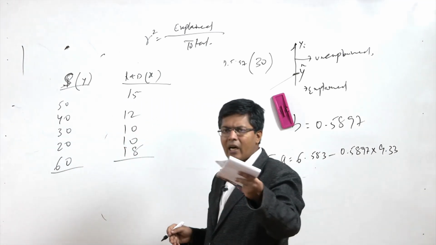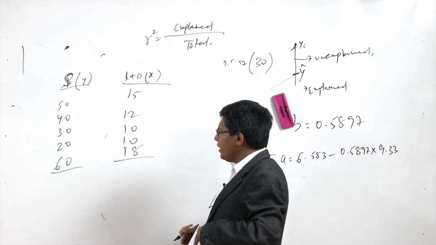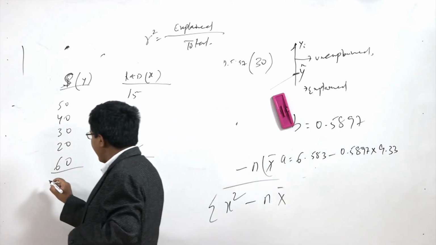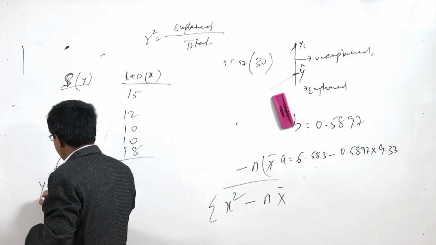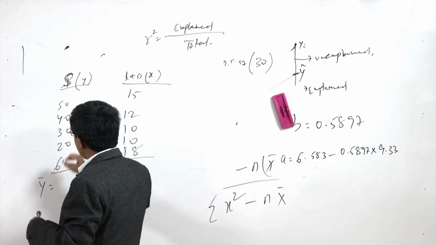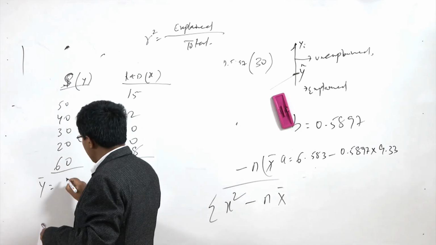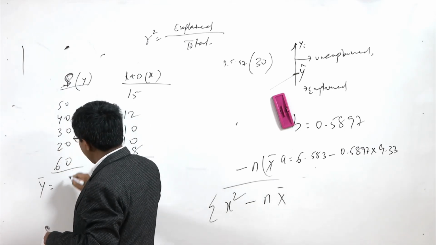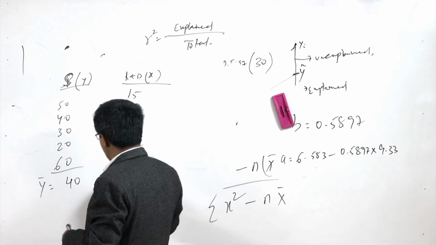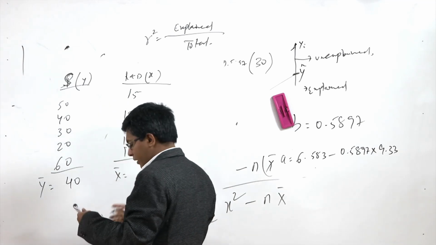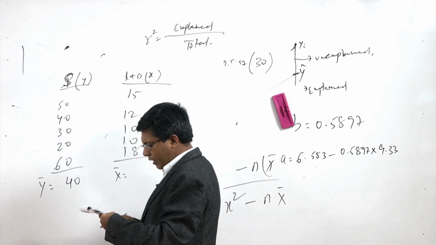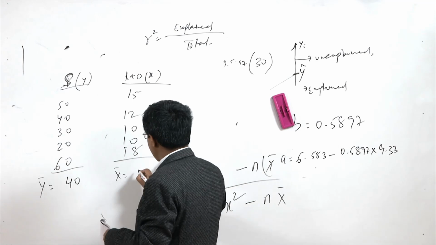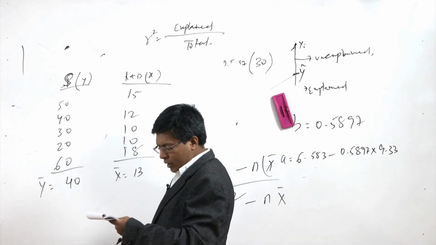I suggest you also work along with me. So my y bar: the total is 200, and there are 5 values, so y bar is equal to 40. Now, x bar: the total has come around 65, so x bar is equal to 13. What do I need?